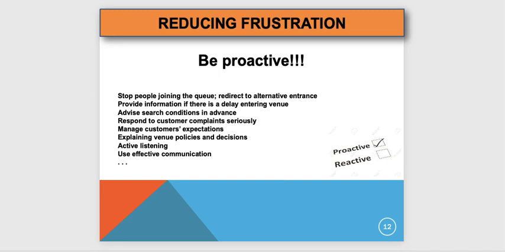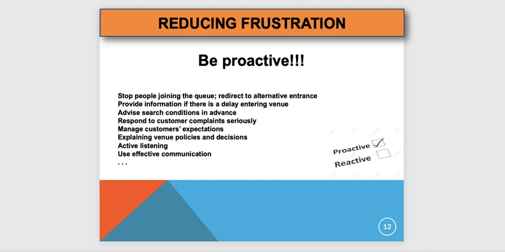Explain venue policies and decisions. You're searching someone and someone's not allowed to bring in cigarettes, or someone's not allowed to bring in a bottle of water. Don't just take it off them and say, right, you can't bring that in. Tell them why. Point to the prohibited items list. Everyone should have a prohibited items list. There you go, no bottles of water. They understand this because this happens at airports. It's exactly the same thing. Signage is good. Active listening.